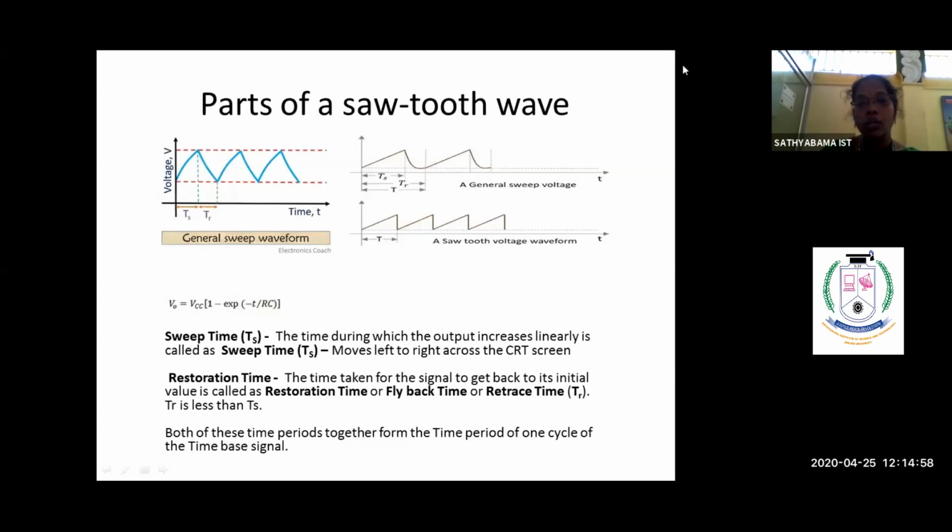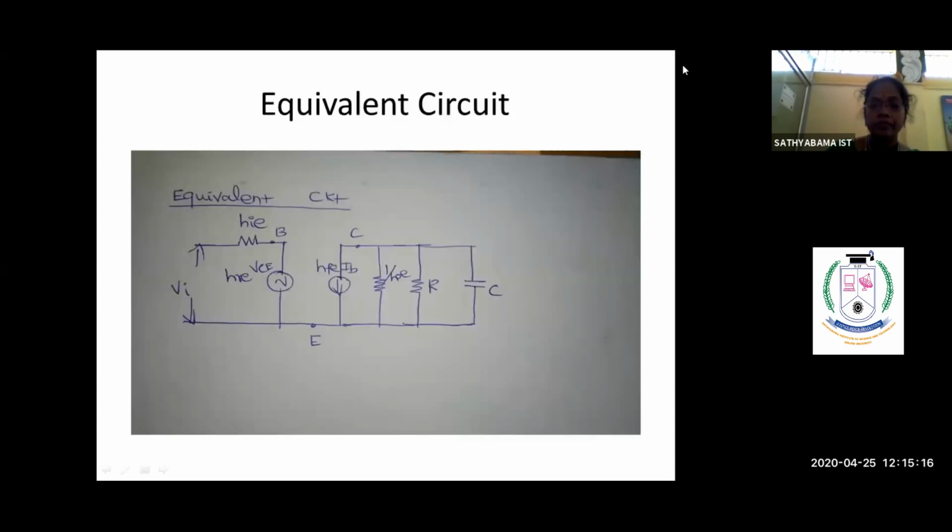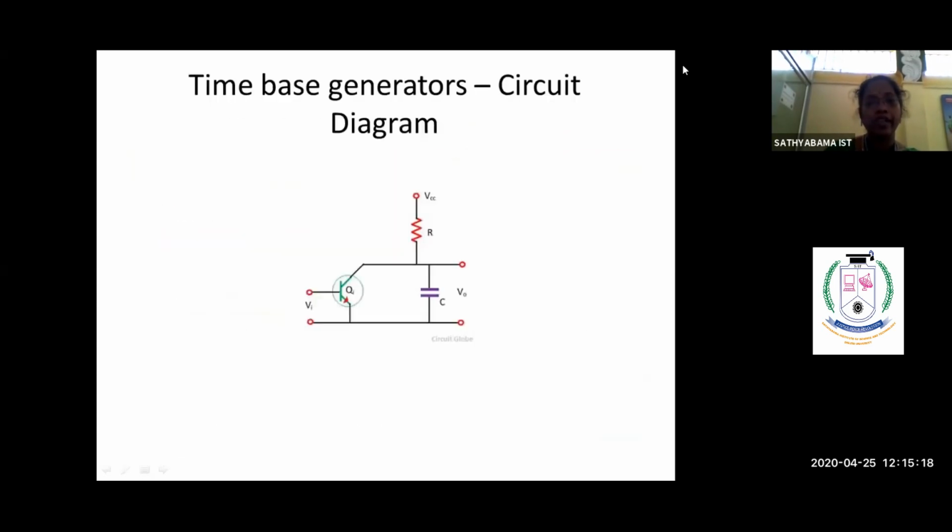Coming to the sawtooth waveform, you can see that the total time period T is calculated based on the addition of what? Sweep time and restoration time. One full cycle of a sawtooth waveform is a combination of what? TS and TR, where the condition is TR is less than TS. Okay. Then the equivalent circuit of the time-base generator. What type of transistor is it? Common emitter configuration.